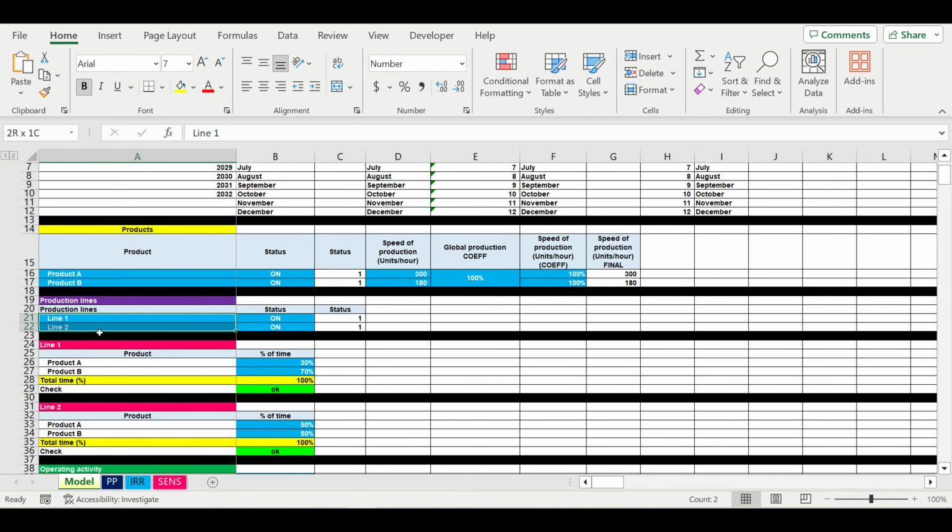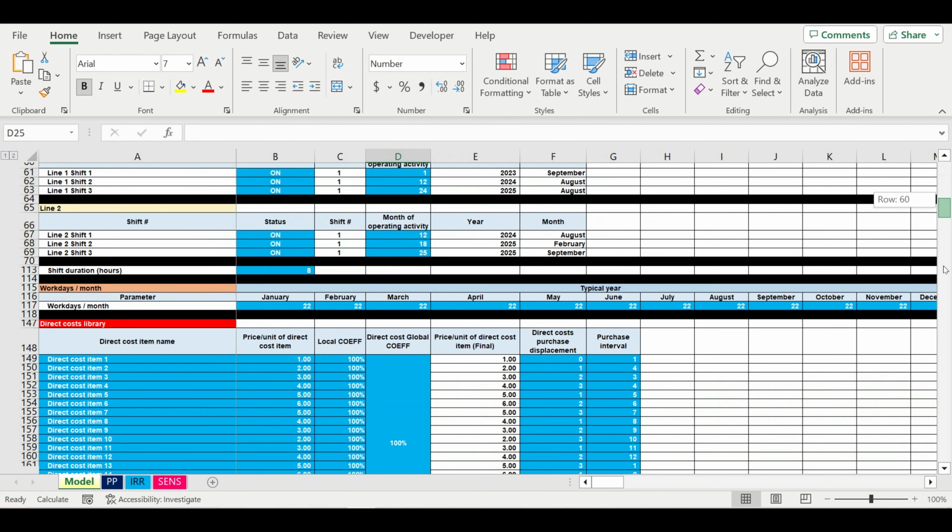Then you may have several manufacturing lines where different or the same products are being manufactured. You may also want to switch on and off each of these lines. This will show you the cash flow statement, net present value, payback period diagram, and other financials with or without this or that manufacturing line in project.